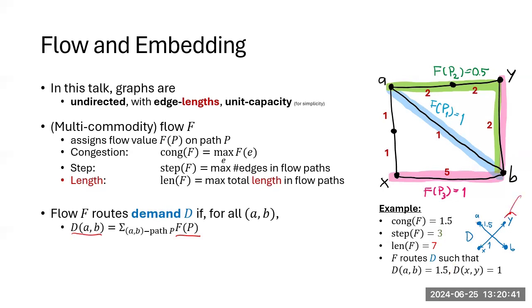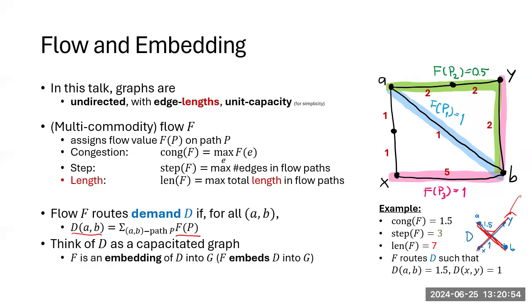So there is an edge from A to B with capacity 1.5 and X to Y with capacity 1. Just think of D itself, the demand, as another graph. And once you think of D as a graph, then you can think of F as an embedding of D into G, right? So we said that the flow F embeds the graph D into G. That's what I mean by embedding. So when I say that D can be embedded into G, it means that X is a flow that routes demand D into G.